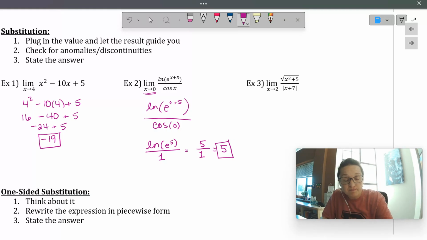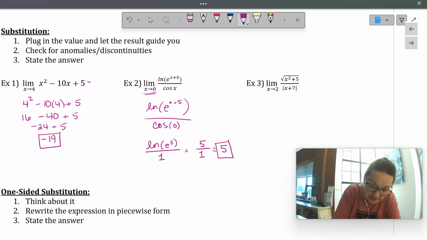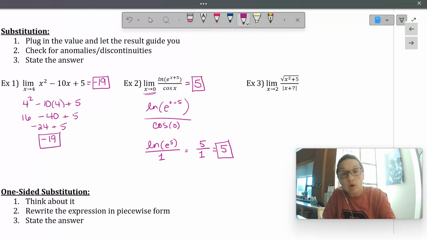And that's our answer. This limit equals negative 19 because of the work below it. This limit equals 5 because of the work below it. And the work we did in our head that said, let me consider, is something weird going on.